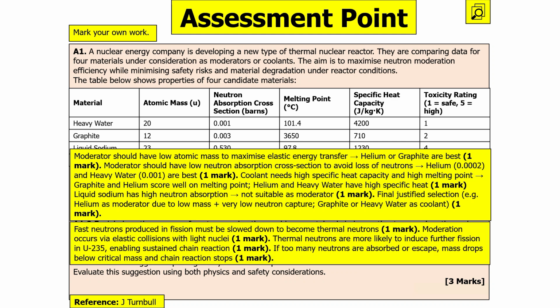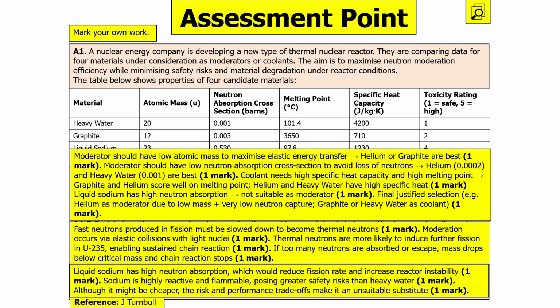The fast neutrons that are produced in fission must be slowed down to become thermal neutrons. Moderation occurs via elastic collisions with these light nuclei. The thermal neutrons are more likely to induce fission in uranium-235, enabling that sustained chain reaction. If too many neutrons are absorbed or escaped, the mass will drop below the critical mass and the chain reaction stops. Finally, liquid sodium has a high neutron absorption, which would reduce fission rate and increase reactor instability.